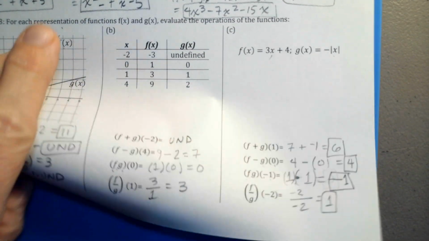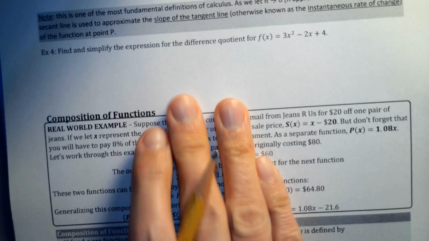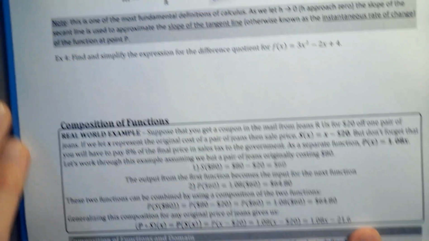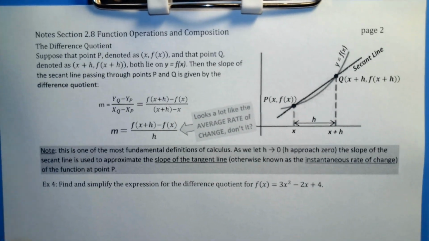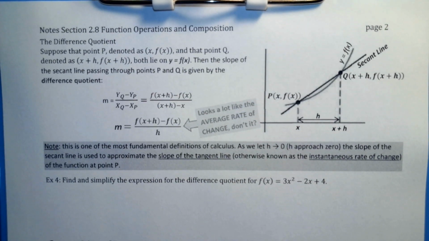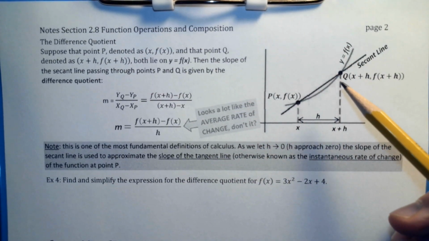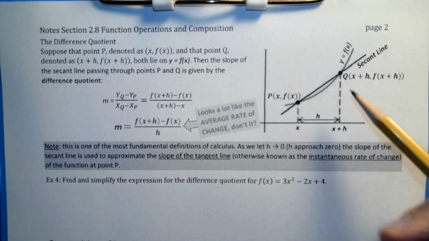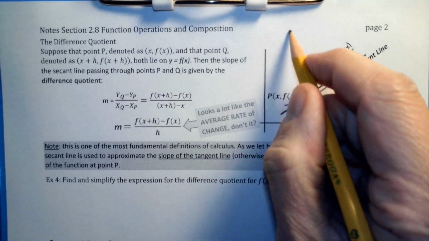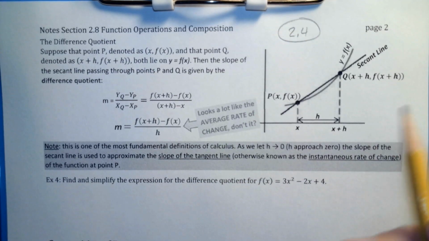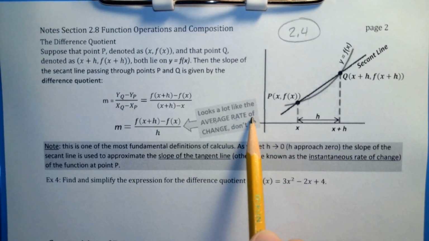Okay, so let's go on to page 2. Now page 2 is sort of a little bit of an introduction to something that we're going to look at a lot next year in Trig Calc. This is sort of the beginnings of something that we do in calculus. But it should look familiar. We did this in section 2.4, something called the average rate of change.